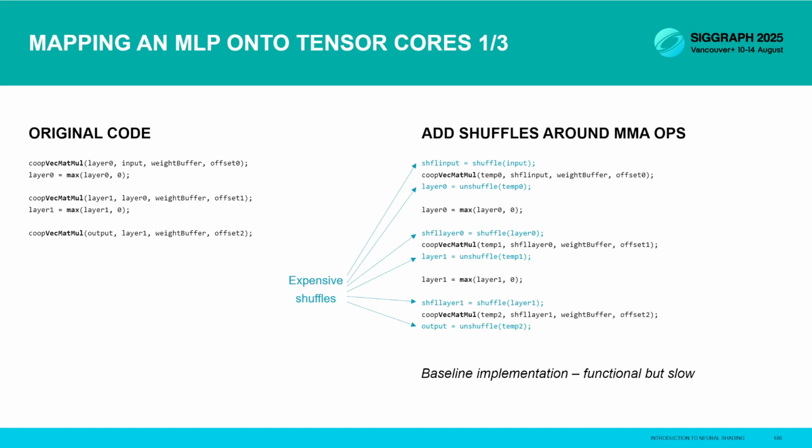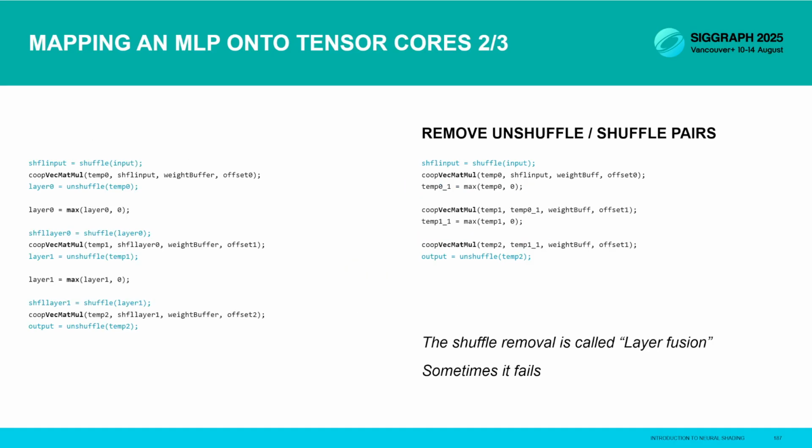First, input and output shuffle operations are added before and after each matrix vector multiplication operation. This makes the code functional, but the shuffles are expensive and their number should be minimized. Fortunately, like I mentioned, the layout of Tensor Core outputs is compatible with Tensor Core inputs. If the compiler detects an unshuffle and shuffle pair with simple element-wise operations on the vector between them, this pair can be safely removed. The process of removing these redundant pairs is called layer fusion, and it's somewhat fragile. Sometimes the compiler cannot detect that the shuffles can be removed safely and leaves them in. That leads to poor performance. I'll talk about how to prevent layer fusion failures a little bit later.